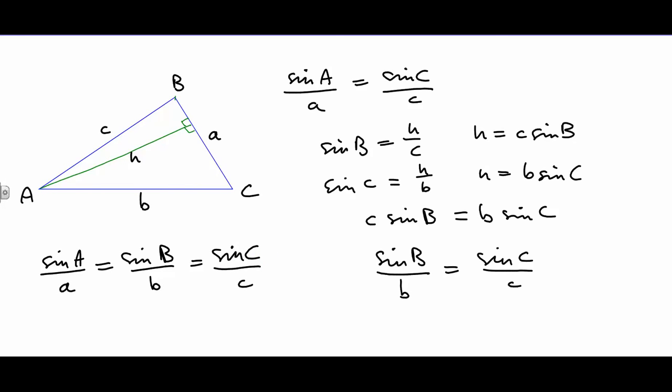So there are three equations there. Sine A over a equals sine B over b.